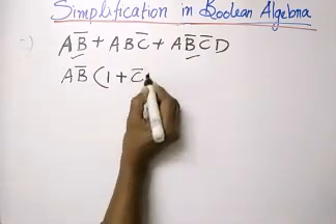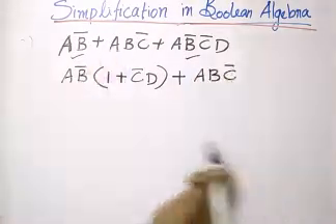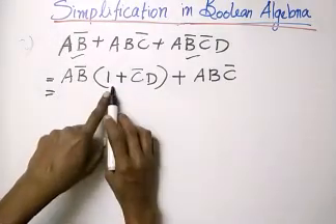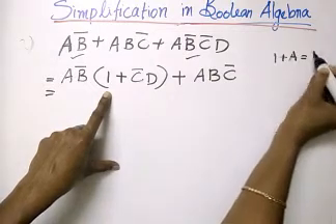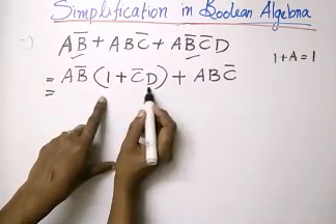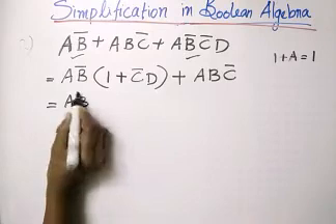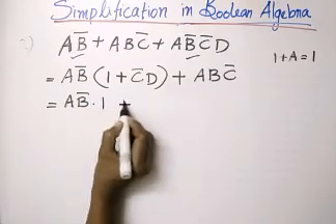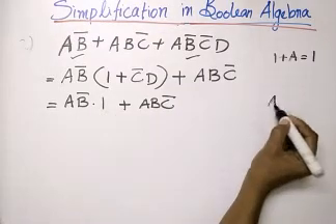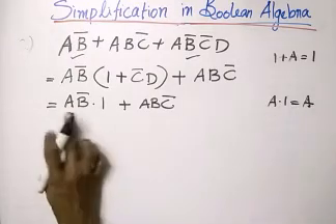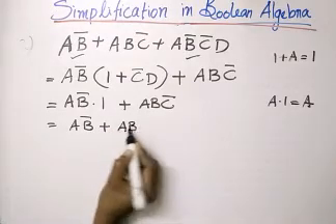C'D or the remaining term ABC'. Here 1 or something means 1, so 1 or C'D is equal to 1. Then AB' into 1 or ABC'. AB' into 1 is equal to AB'. So we have AB' or ABC'.